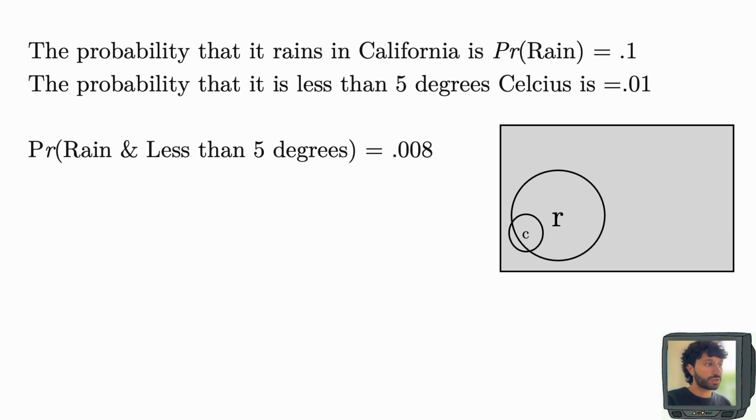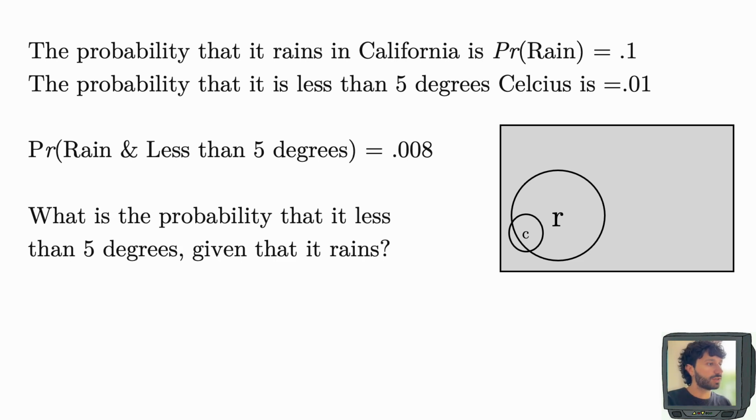And suppose I also tell you that the probability that it rains and that it's less than 5 degrees Celsius in California is 0.008. So it's not 8%, but even lower, 0.8%. These values aren't tracking the actual probabilities in the world. This is just for the sake of the example.